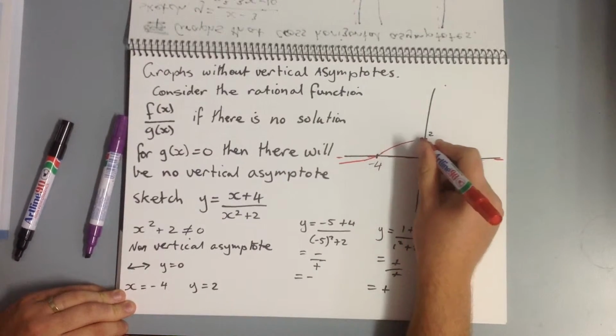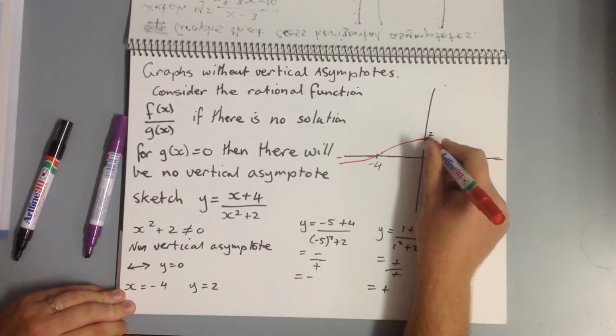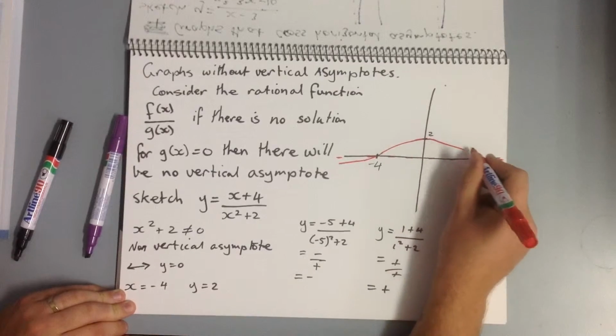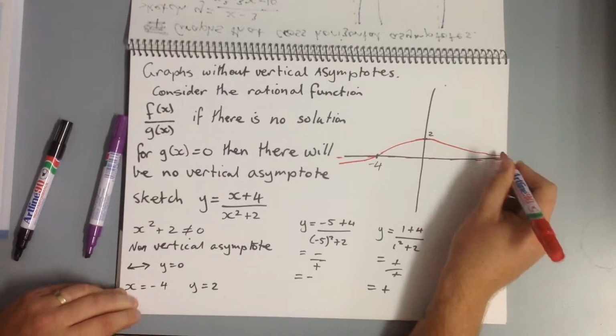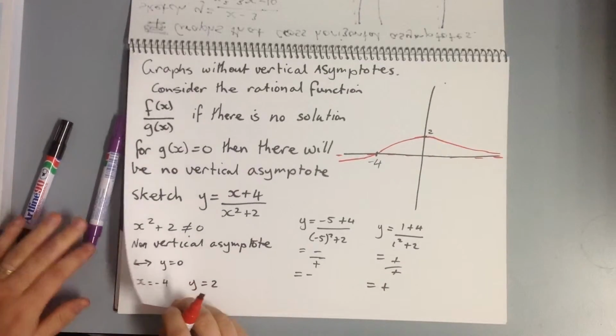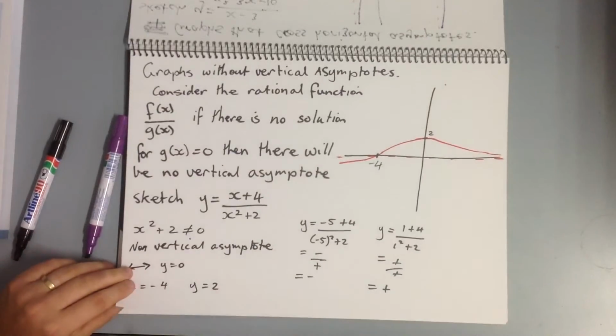crossing, and then we're going to actually come back down again like this. And again, you can put in more points if you need.